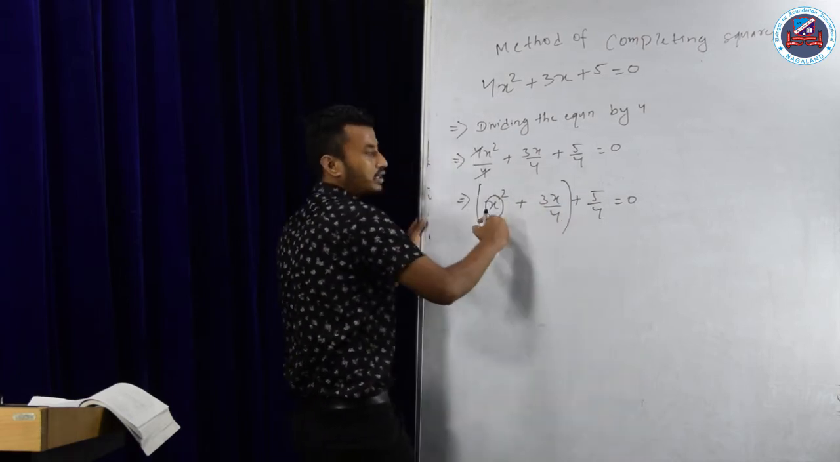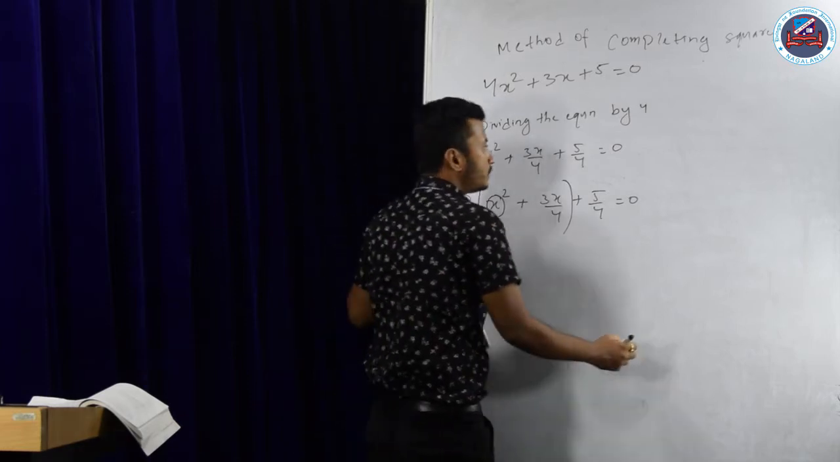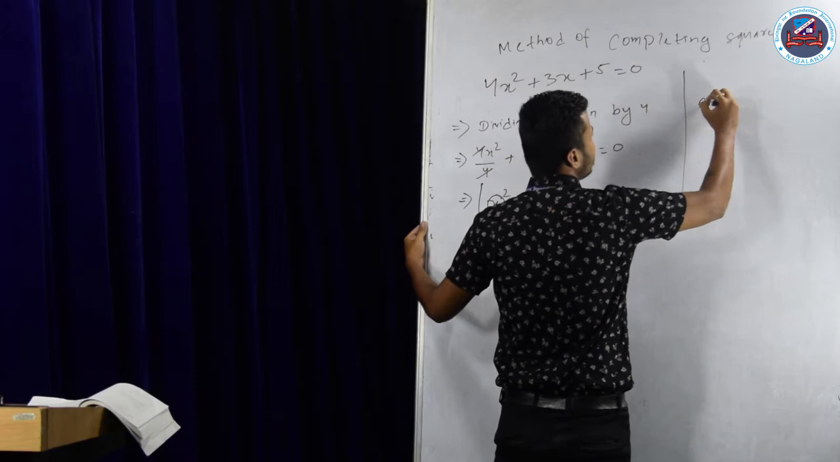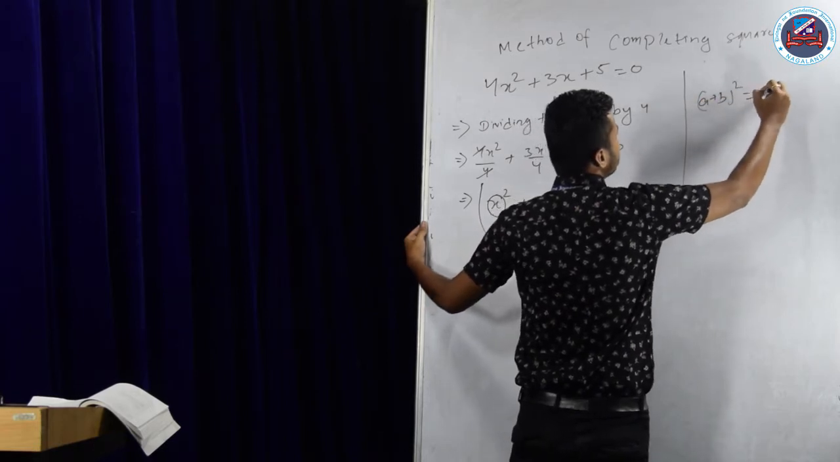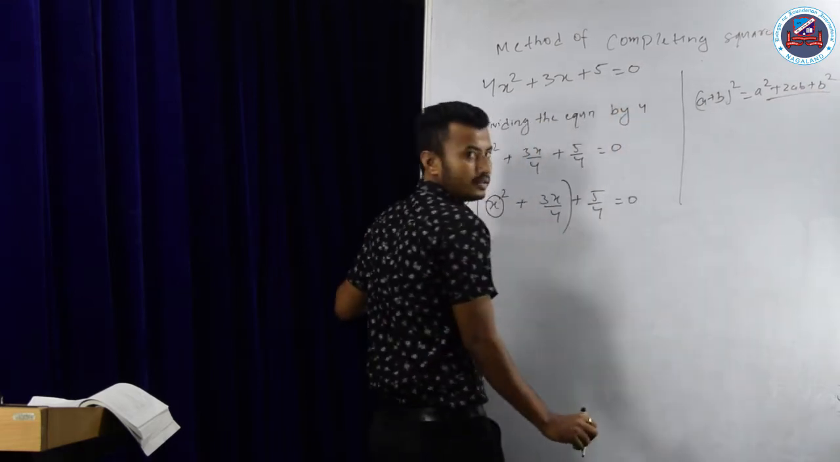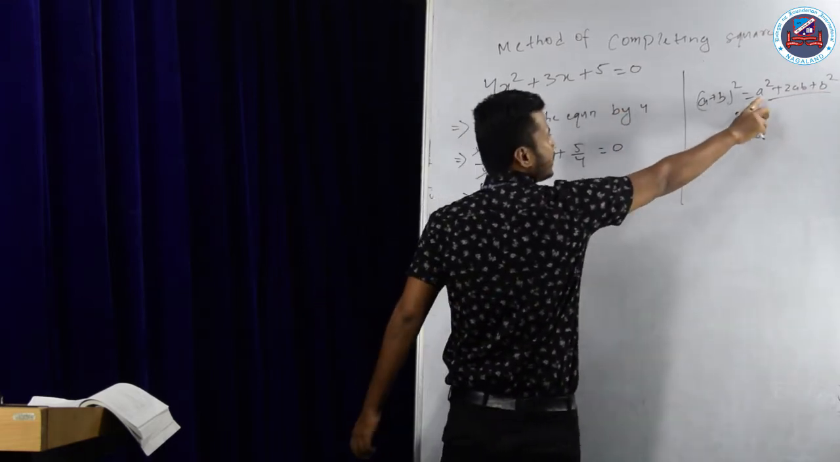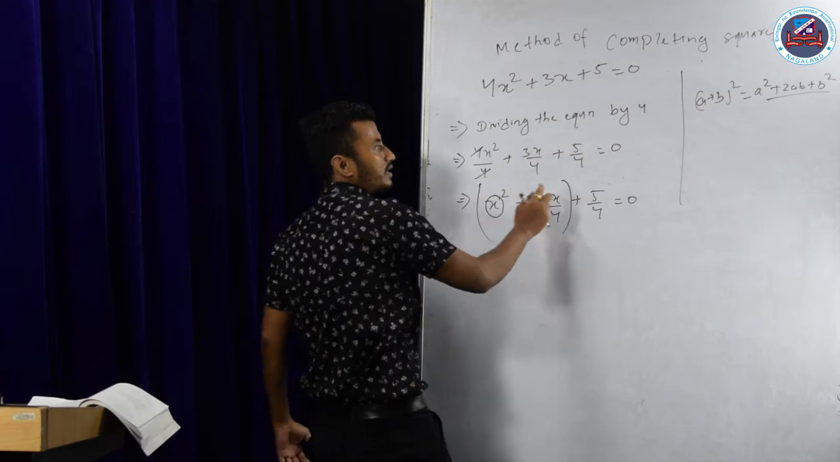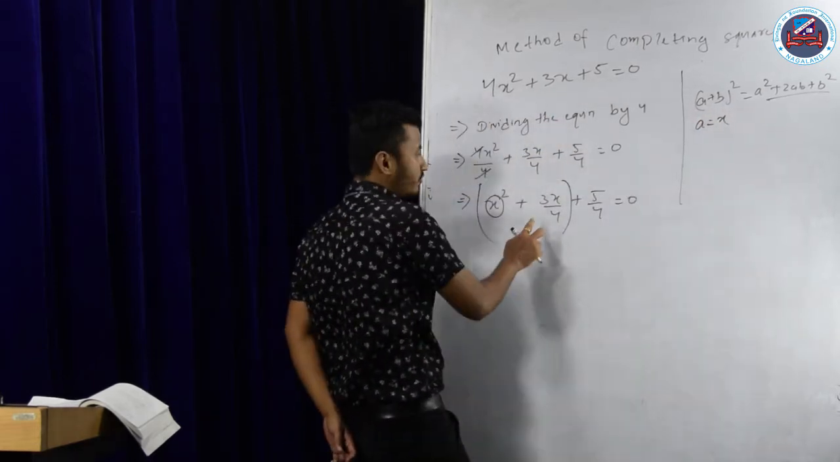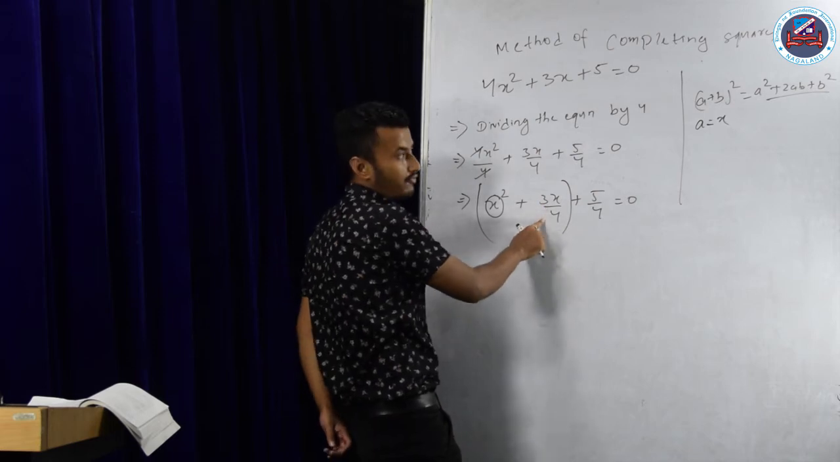You just have to concentrate on this. What is a plus b whole square first of all? A plus b whole square is a square plus 2ab plus b square. Yes or no? Yes? So I have already substituted a square. This is x square. So in this case what is a? X. Then what will be 2ab? 3x by 4.